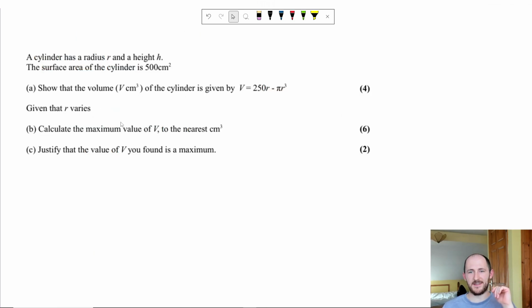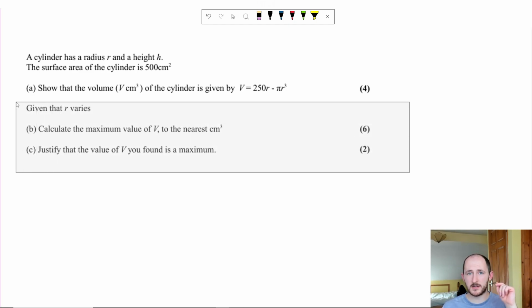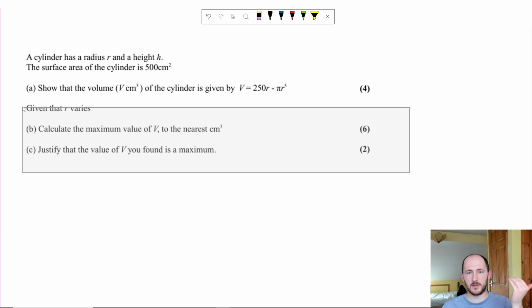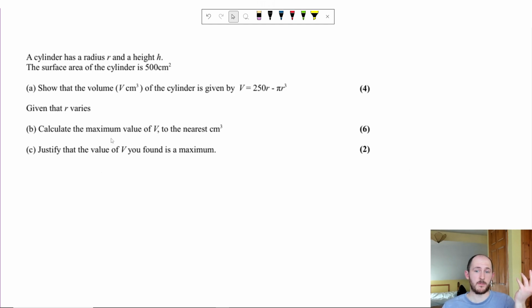So again, hopefully seeing a very similar layout. We have a cylinder, very basic. Sometimes these can be very wordy. Surface area is 500 centimeters squared. Show that the volume is given by this. And then the same type of thing. Again, 8 out of the 12 marks, so most of the marks, actually comes from just differentiating, equating to 0, and then double differentiating. That's it. So you can get most of the marks just by doing that. So genuinely, if you want, you can even start with part B. Who cares, right? But I'm going to show you how to do part A because that's the really important bit in my opinion.